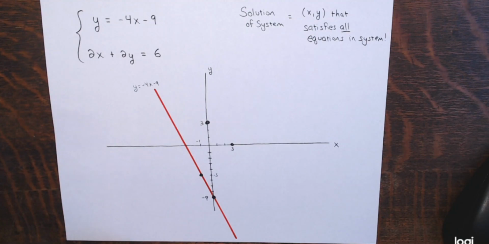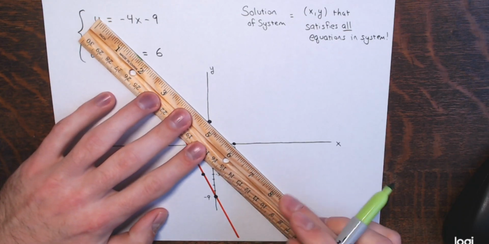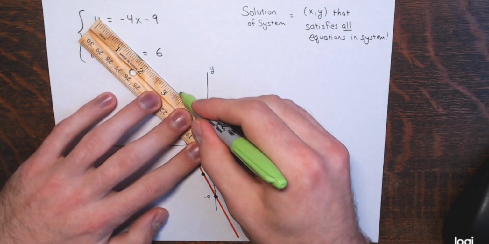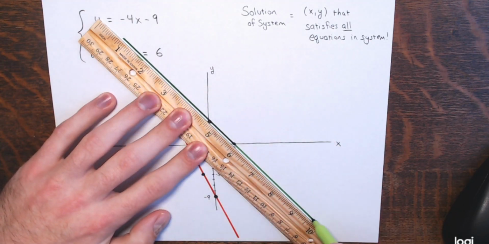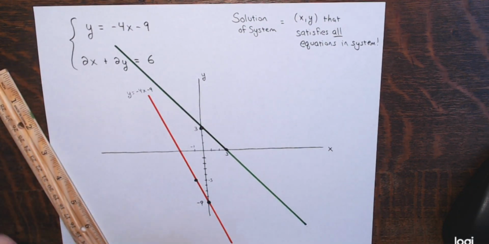Again, my graph is a hand drawing. It's not the greatest. I'll put this in like a light green color. And yeah, this isn't the best, but here's the graph of that line. Now you see they're going to cross eventually. Let me actually make this a little longer.